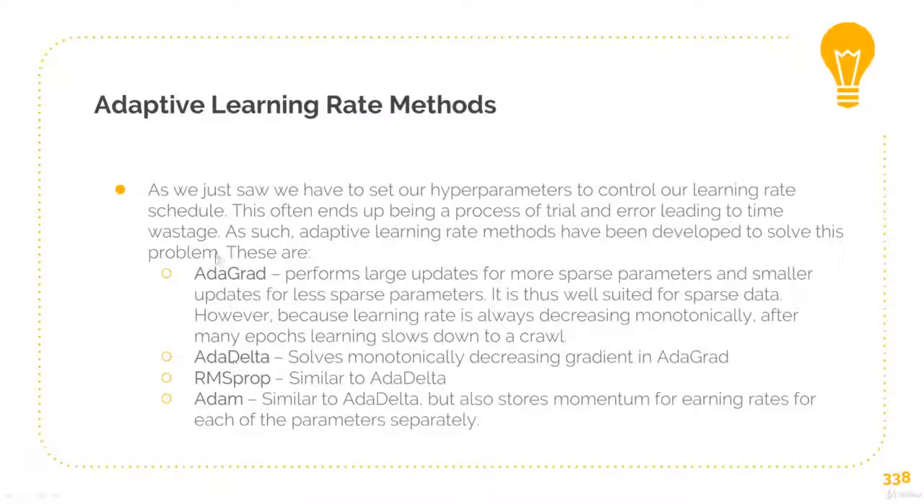So Adadelta actually solves this monotonically decreasing gradient problem in AdaGrad. It occurs in AdaGrad. RMSprop is actually similar to Adadelta, sorry. I couldn't find that much information to explain this, but just remember, these are similar, probably discovered separately, but have similar methods of action. And Adam, which is not really Adam's name, is similar to Adadelta, but stores momentum for learning rates for each of the parameters separately. I'll correct these little mistakes here and there before I distribute these slides to you guys.